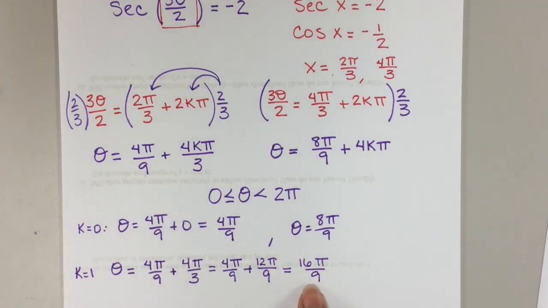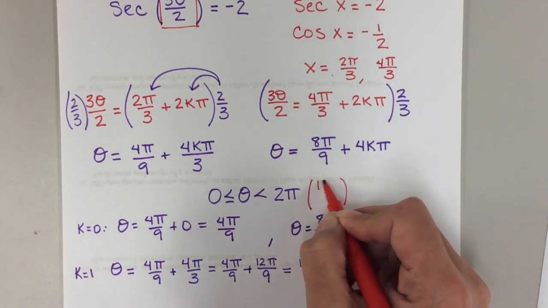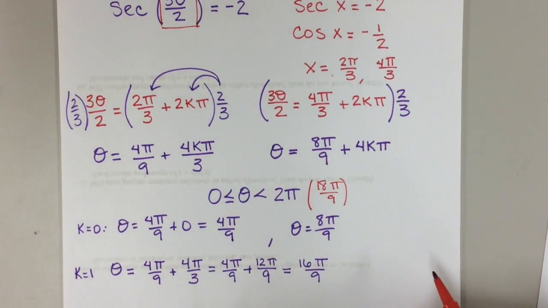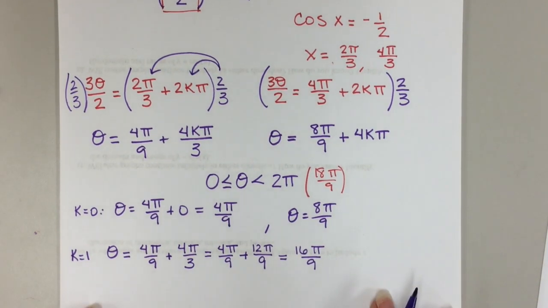Now 2 pi is the limit right here. And if we think of this in ninths, this is 18 pi over 9. So we can kind of look at this. How much difference happened from here to here? 4 pi over 9, right? And so then from here to here, how much difference happened? Well, more than 4 pi over 9. So my point is that the next one's going to be too big, because we're going to definitely add more than 2 pi over 9. So this is our last one. So these are our two answers.